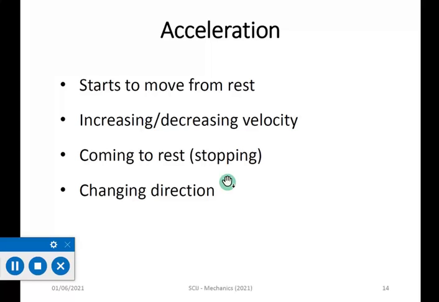If it were already moving, then it can increase its speed or decrease its speed. In either case, the object has accelerated. Sometimes we differentiate between increasing speed and decreasing speed by using the term acceleration for the increasing and deceleration for decreasing velocity. So if an object changes speed, it has accelerated. Now, if it were moving and it comes to rest or it stops, it has decelerated, which is the same as acceleration.